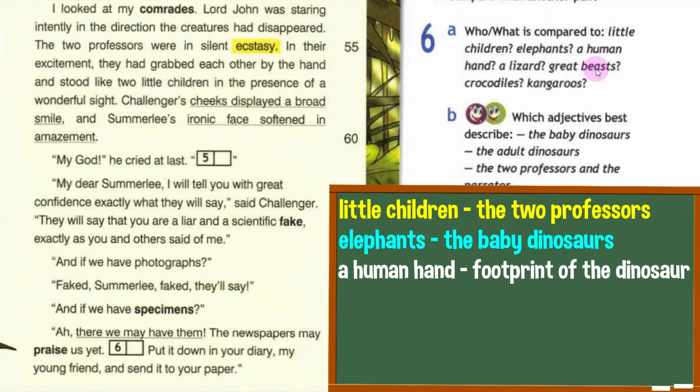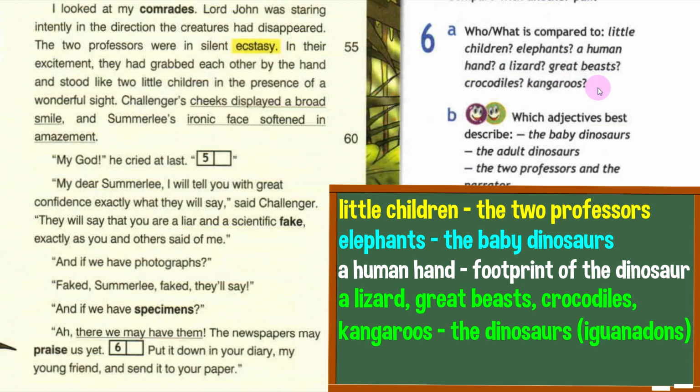A lizard, great beasts, crocodiles and kangaroos are all compared to dinosaurs. Iguanodons, to be more precise. То есть эти динозавры у нас называются игуанодоны.